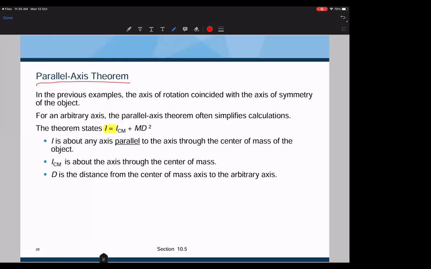So with that, we could calculate the moment of inertia for a lot more different systems. And we have seen it in the tutorial worksheet.